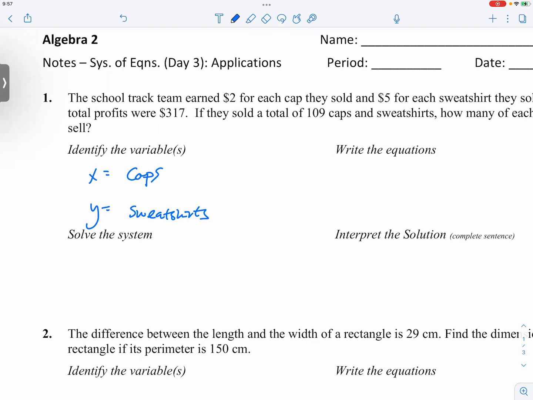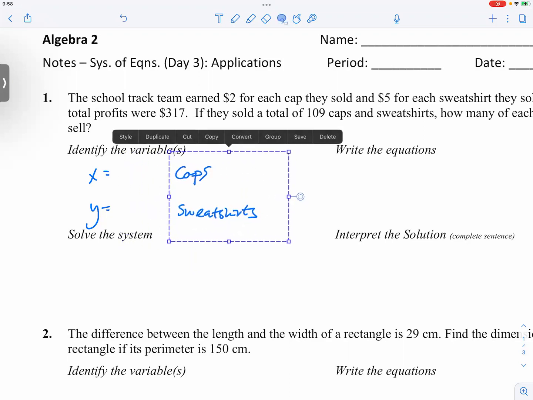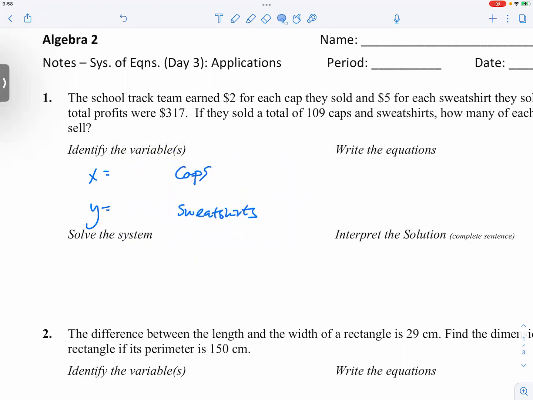Like what part of caps? The logo, the color, the smell? And what about it? What about the caps and sweatshirts? It's too vague. And you know who should be vague? Lawyers and maybe politicians. They're always very vague. But we want to be specific. So we don't want to say just caps and sweatshirts.